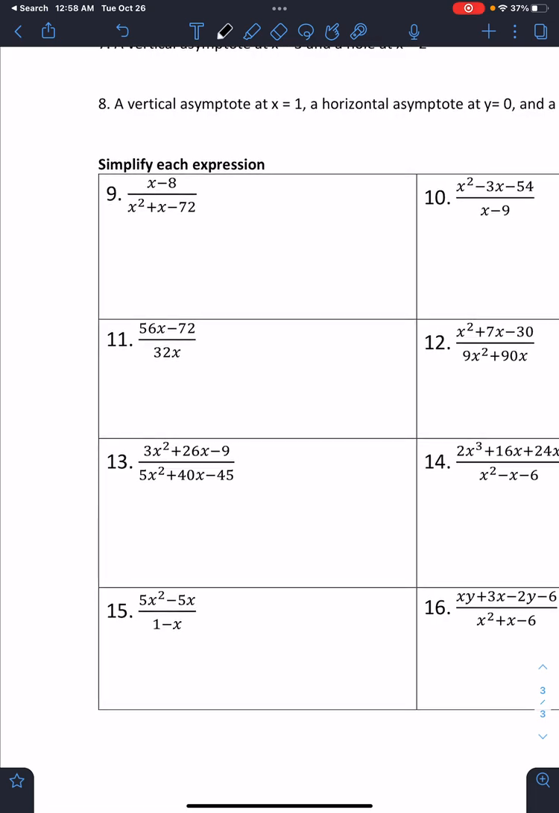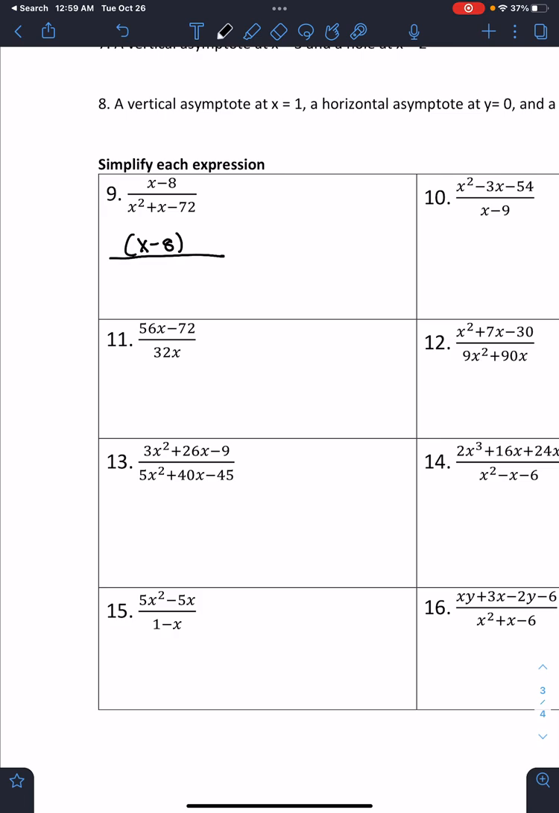Rational expressions is when you take a polynomial and you divide it by another one. And when we look at number 9, we see that we have a linear function dividing by a quadratic function. A linear function and quadratic functions are both considered polynomials. So x minus 8 stays as x minus 8.